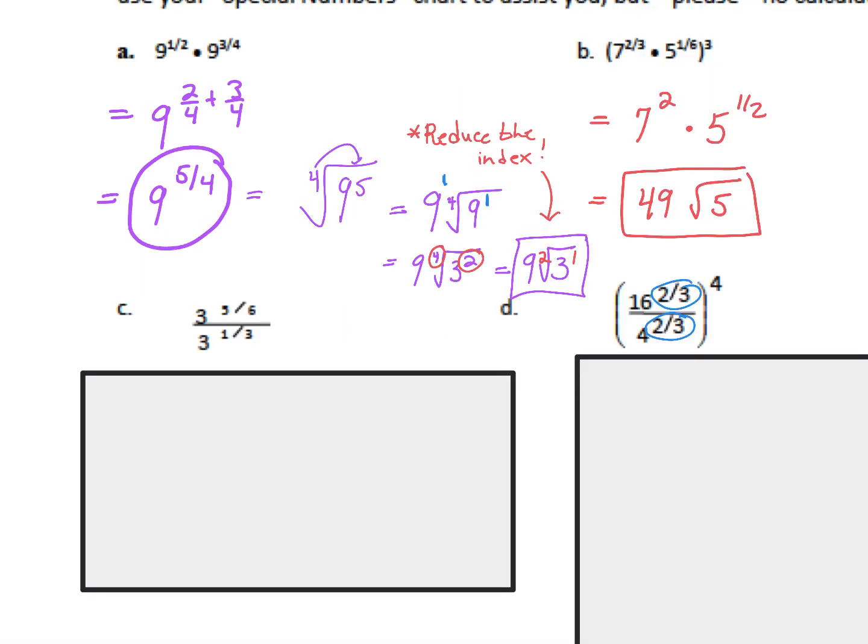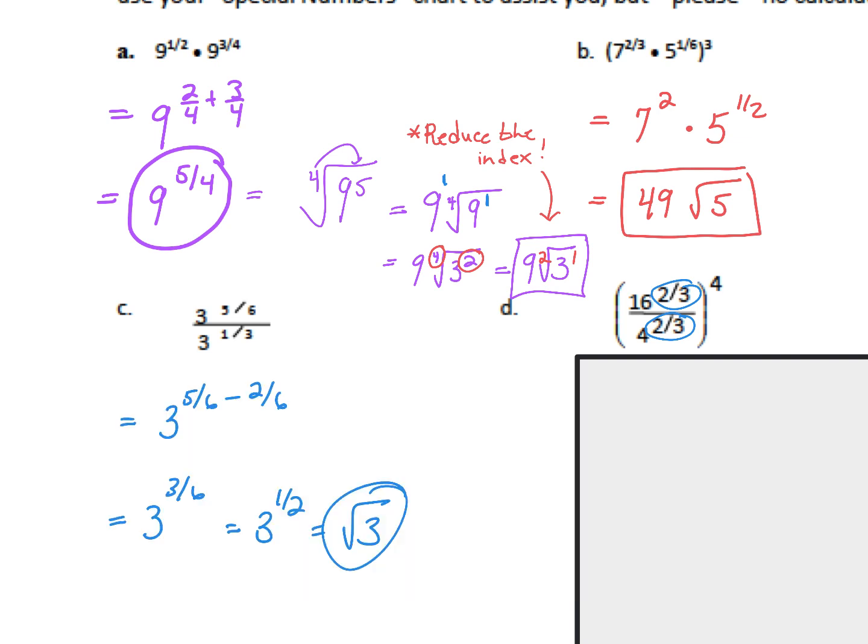And just a couple more here. Part C, you were subtracting your exponents. 5/6 minus 2/6, that's 3/6. 3/6 is a half. 3 to the 1/2 is a fine final answer, but if it says leave it as a simplified radical, that's just the square root of 3.